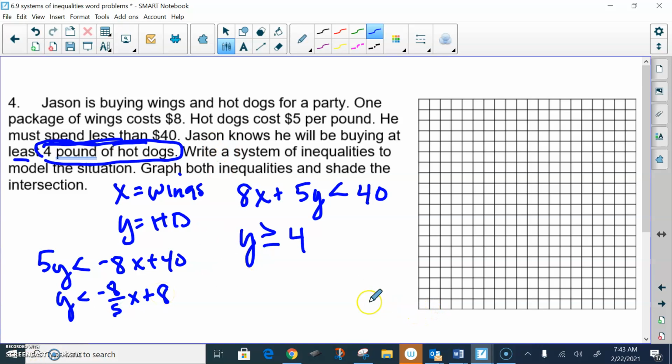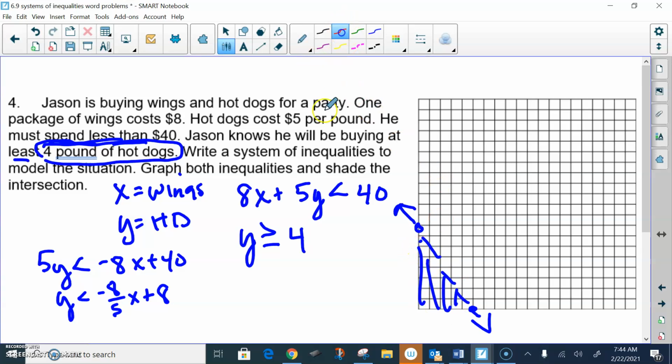That's not bad. So I'm going to start at the y-axis. 1, 2, 3, 4, 5, 6, 7, 8. There it is. What does y represent? The number of bags of hot dogs he's going to buy. Okay, and then we're going to go down 8 over 5. 1, 2, 3, 4, 5. There it is. It's going to be a dashed line. And we want that to be less than, so we're going to shade below it.